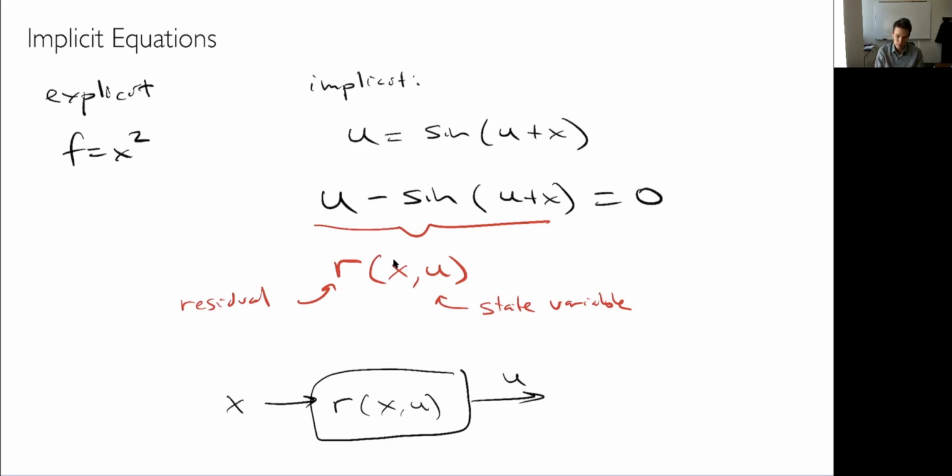I mentioned this guess method. This is not a great method. Among other methods, a very simple one is what's called fixed point iteration.